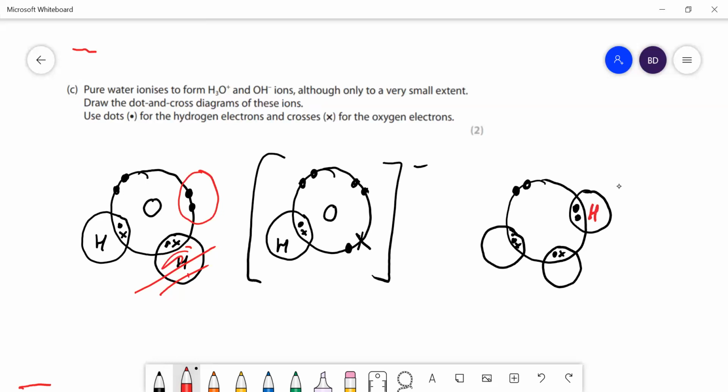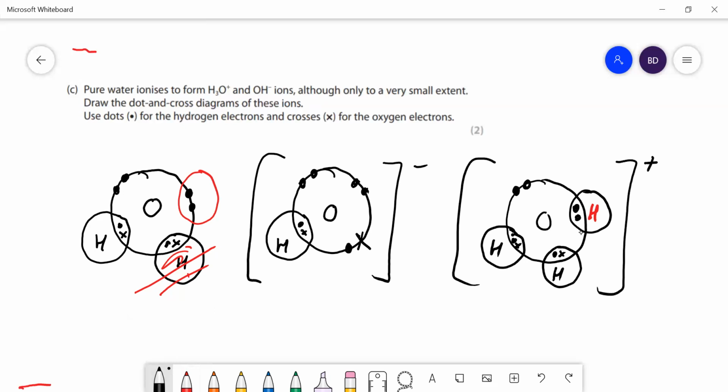And this hydrogen, we like to do that in red, so that's come along without any of its own electrons. And so that has a plus charge. Use dots for the hydrogen and crosses for the oxygen. I've just done it the other way around. You didn't read the question, so don't be like me and do it properly. Okay, sorry about that. I only just realized that now.